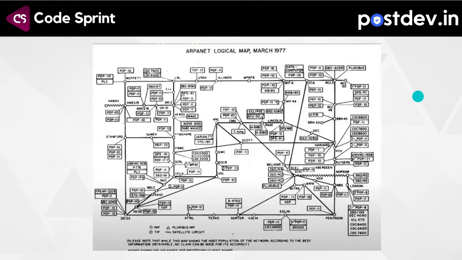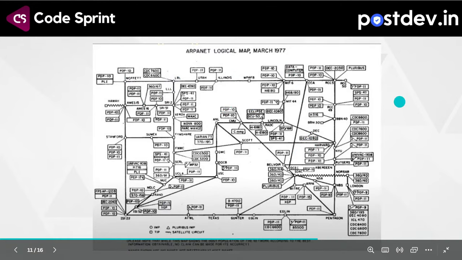Okay, guys, this logical map is called ARPANET. This shows the host population of the network. It was the first map, used to connect two devices. Let's look at it, guys. It is so confusing. I don't even know what's going on here, but okay.